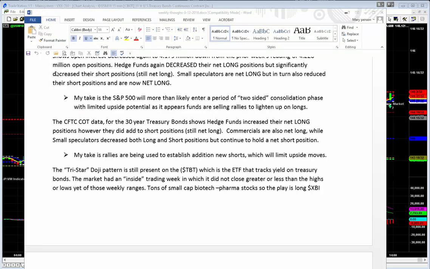So I just brought this into one of the data metrics that we look at, the COT data. And it did show that hedge funds increased their long. However, they added to their shorts while they're still net long. That's the hedge funds, the professional traders. Commercials are also net long.